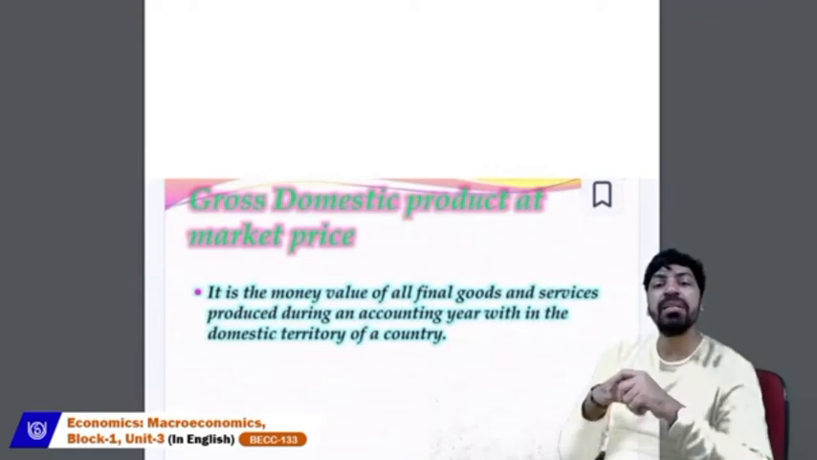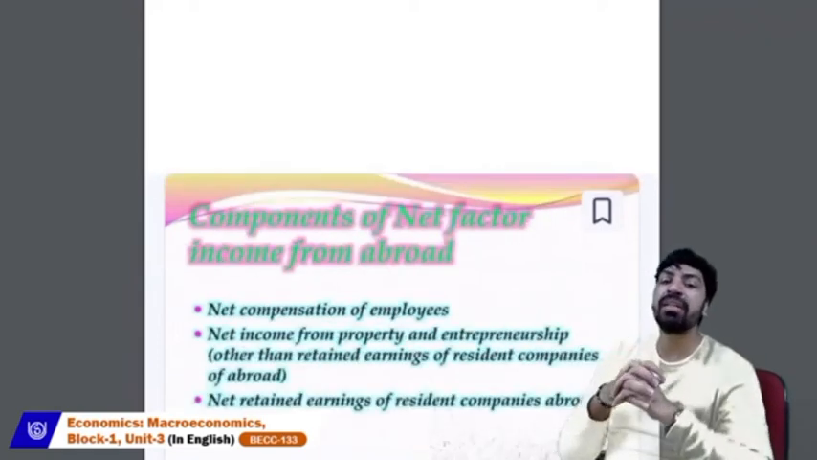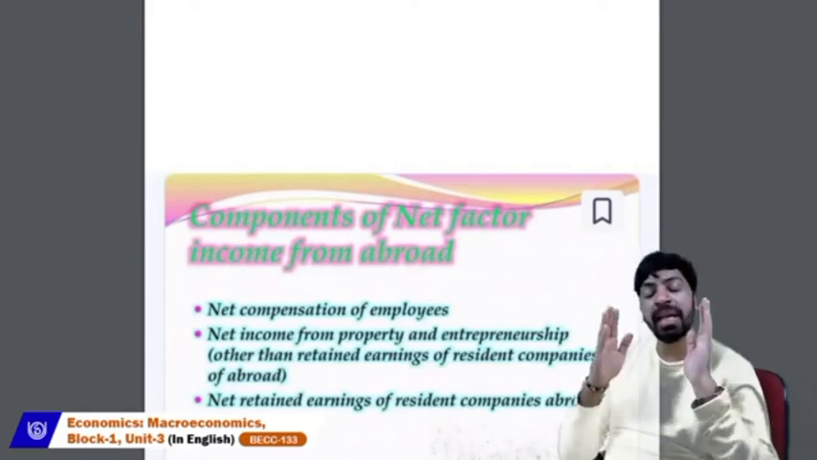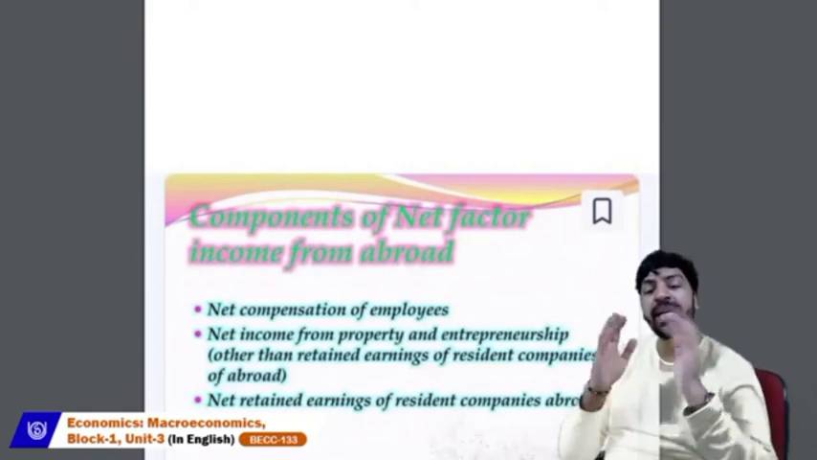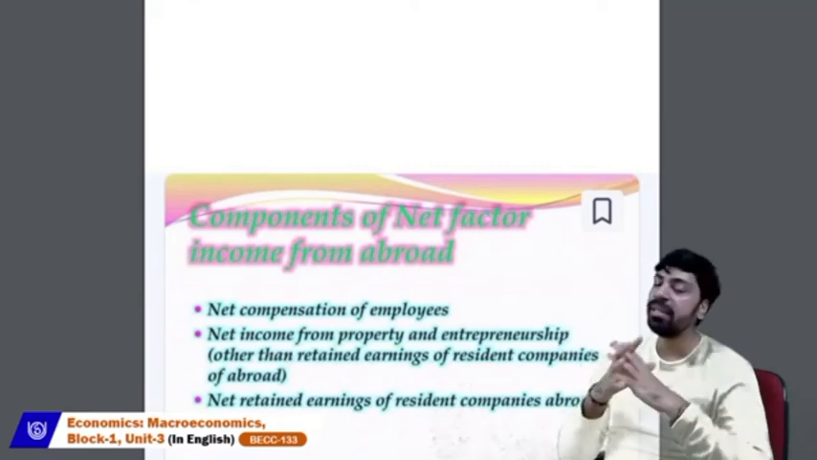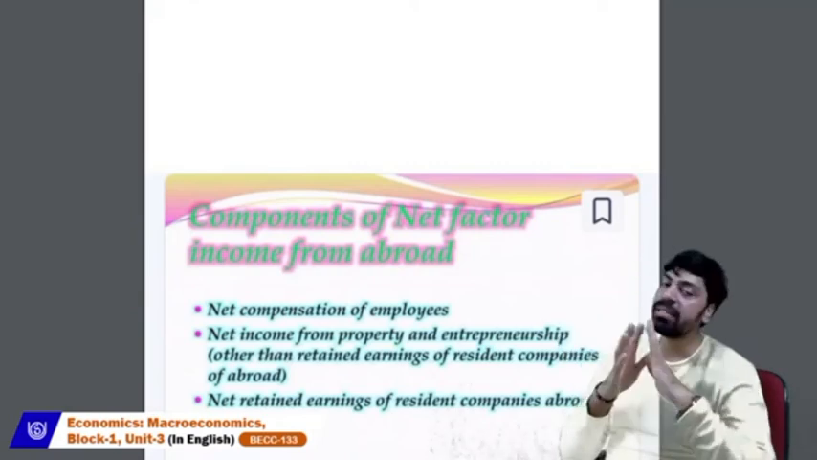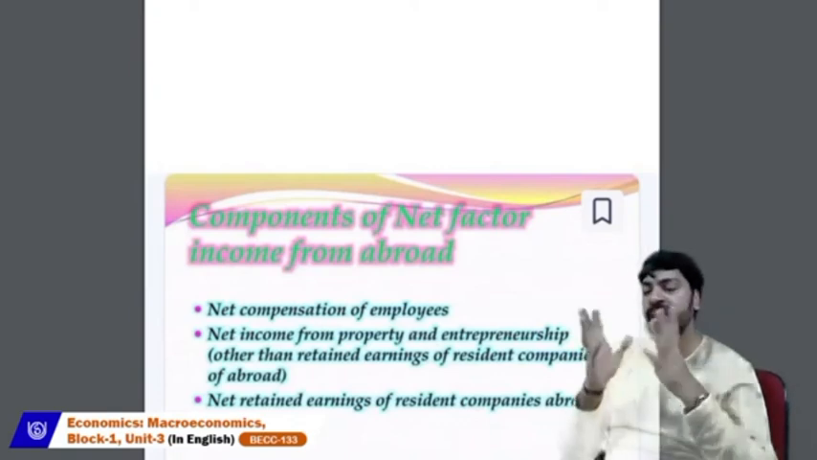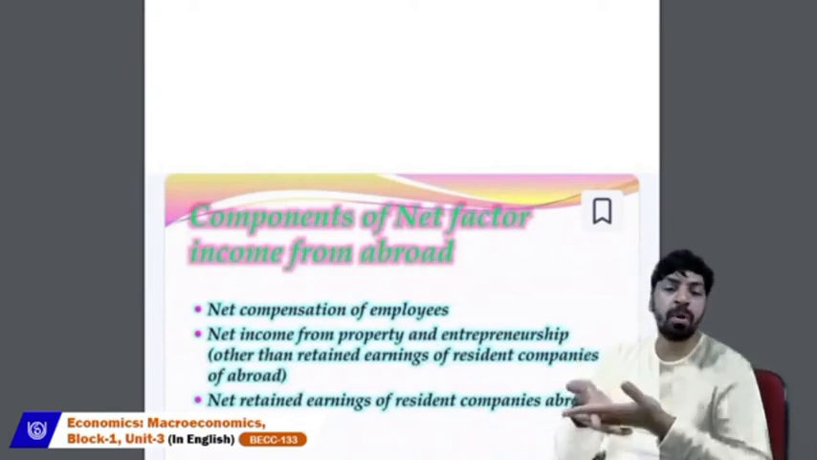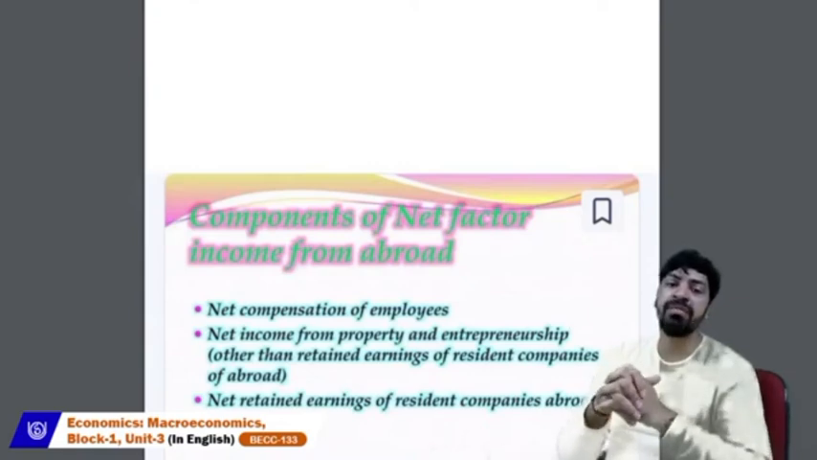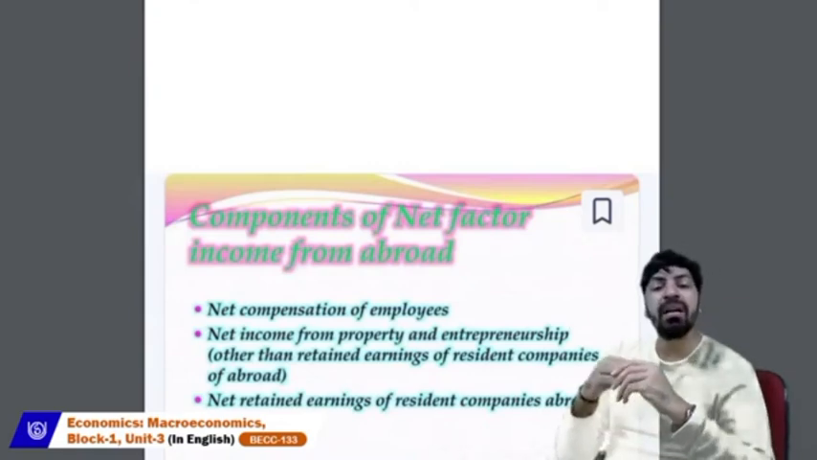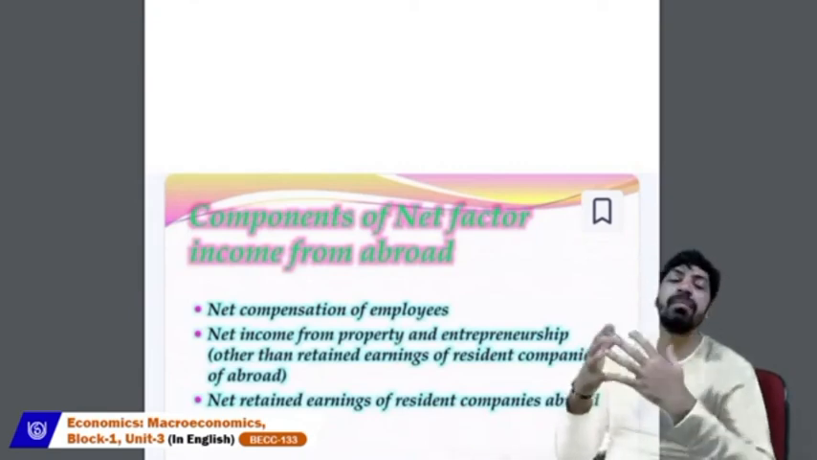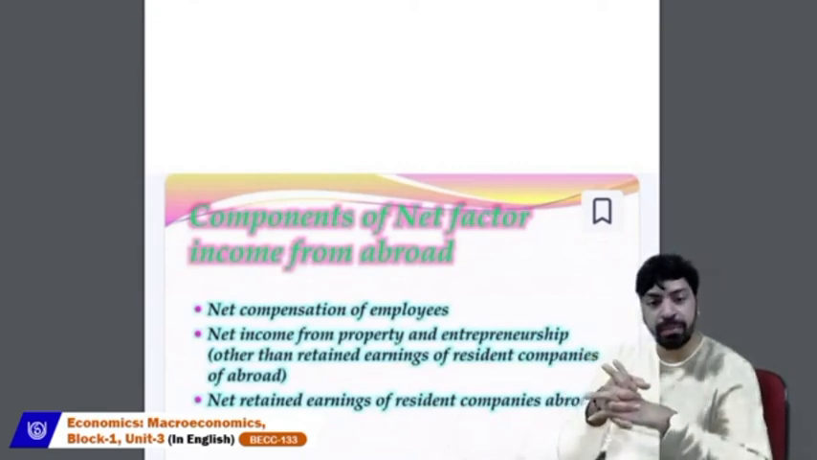The next one is the components of net factor income from abroad. These are the incomes where any economic transaction exists, and that's a part of the net factor income from abroad. The first one is net compensation of employees. Whatever payments are to be made to the employees is called part of the net factor income. Net income from property and entrepreneurship is also a part of the net factor income from abroad.